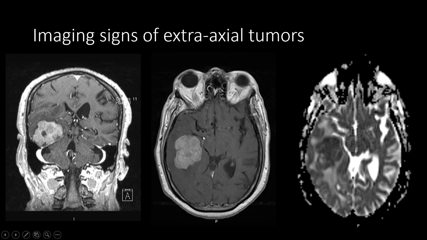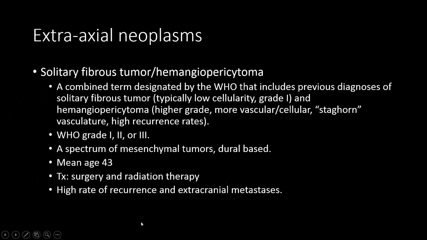Here is an example of an anaplastic meningioma, grade 3. In this case, you see this enhancing mass here. The ADC values were very low. And again, low ADC values have been correlated with higher grade meningiomas.